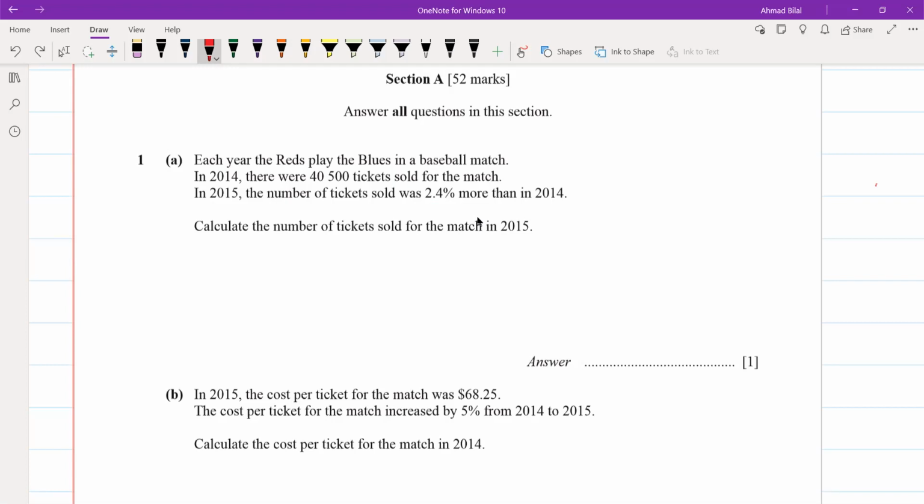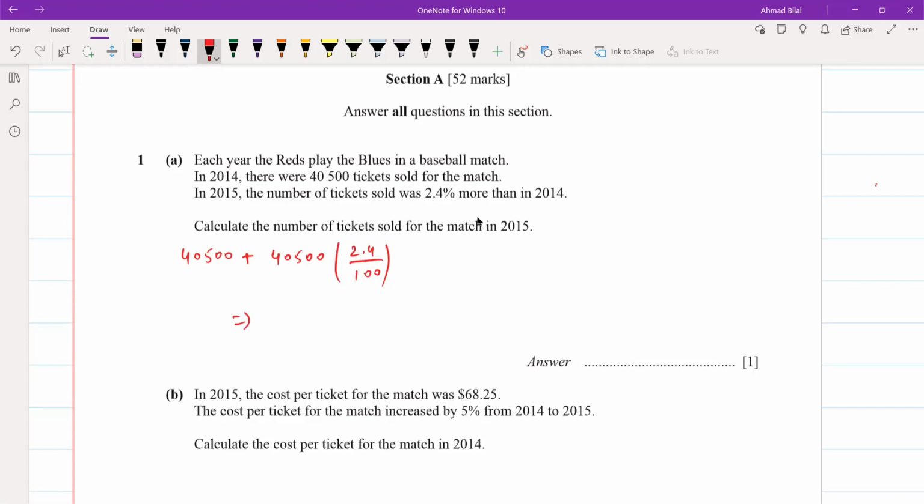So basically, the 40,500 tickets you had, you have to increase them by 2.4%, right? So one way to do this would be: you had 40,500 initial tickets, and you add 40,500 times 2.4 divided by 100, right? So that will give you a result.